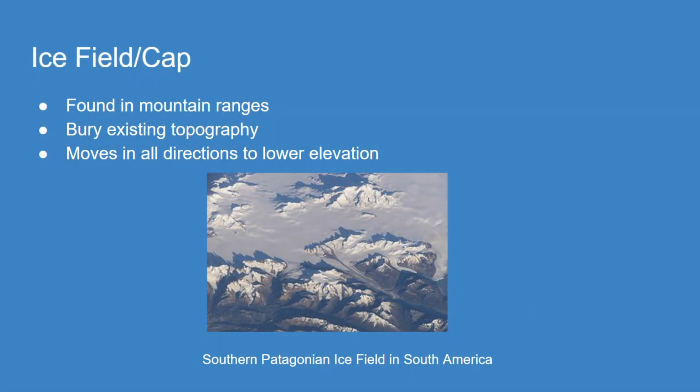So the next one is ice fields and caps, and these are found in mountain ranges, and they bury the existing topography underneath it, and they move in all directions to lower elevations. So an example of this is the Southern Patagonian Ice Field in South America, and yes, there are glaciers in South America.